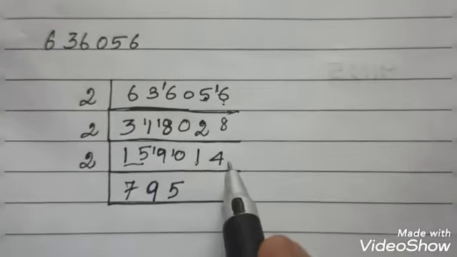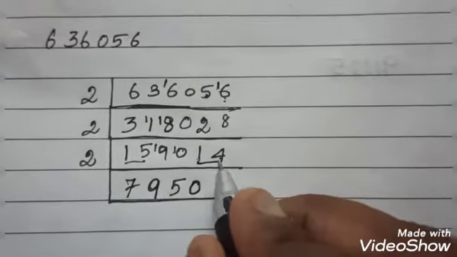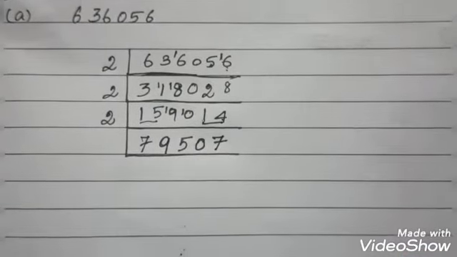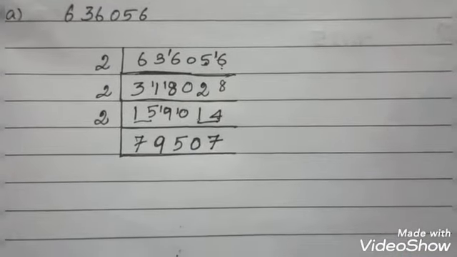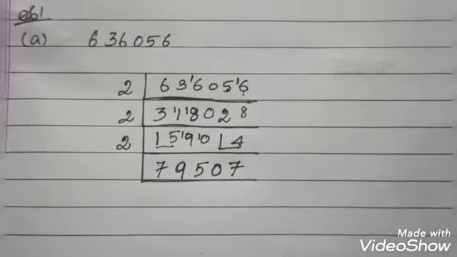So we need this 4. What is the condition? You need to add a 0 and take this digit. Now it becomes 14. How many times? 7 times. So now it becomes 79,507. The number ends with an odd number, so we can't divide by 2.